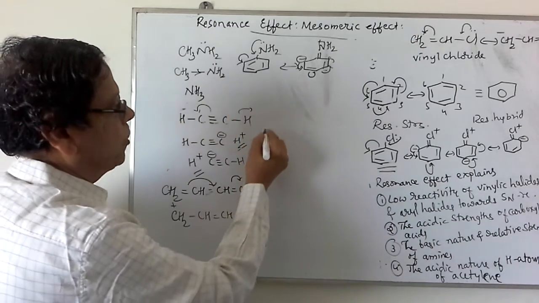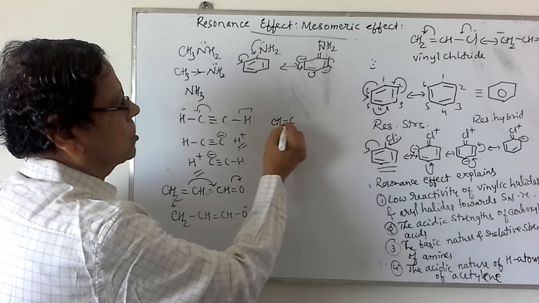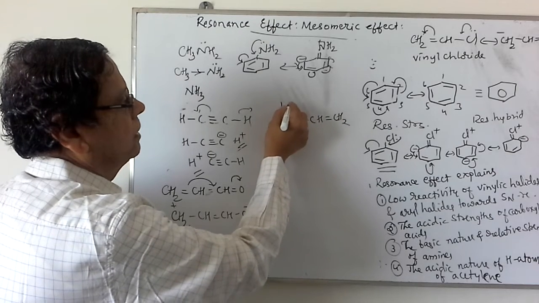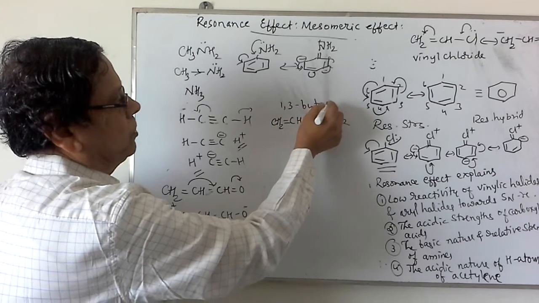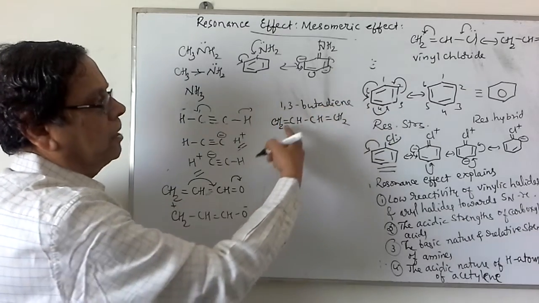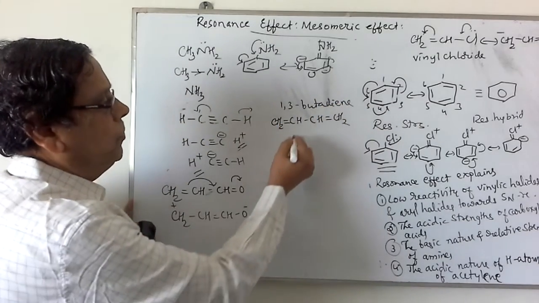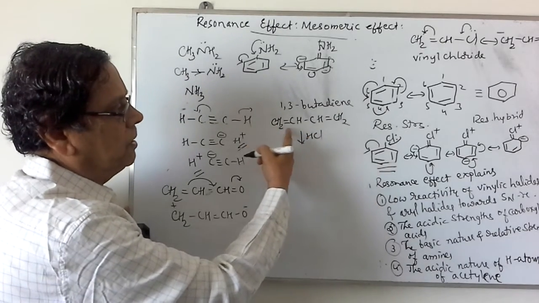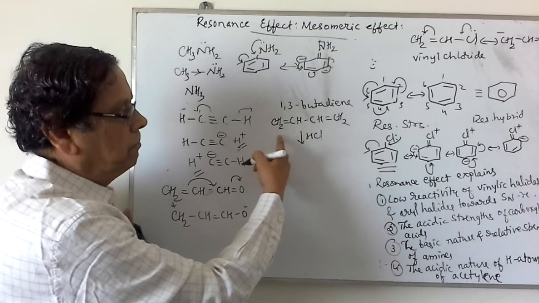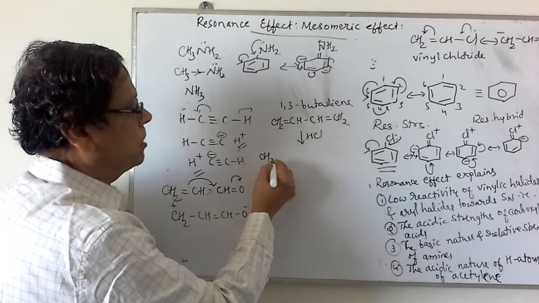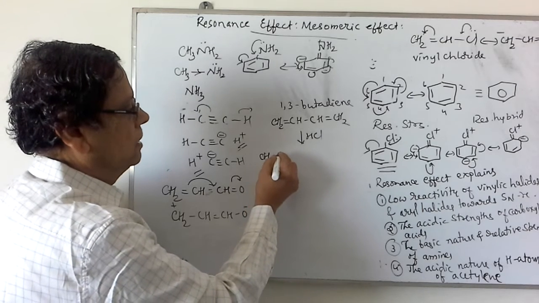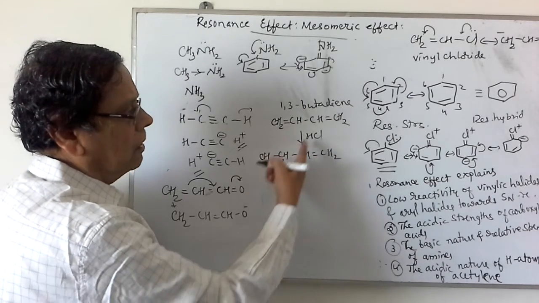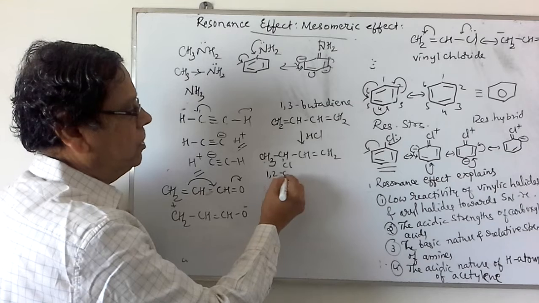I have taken already one more example, butadiene. CH2 double bond CH, CH double bond CH2. This is 1,3-butadiene, or buta-1,3-diene. Now if you carry out the reaction with HCl, actually we expect the addition of hydrogen to one carbon and chlorine to the other carbon. But it will give rise to actually two types of products, CH3, CHCl, CH double bond CH2, according to Markovnikov's rule. This is called 1,2 addition product.